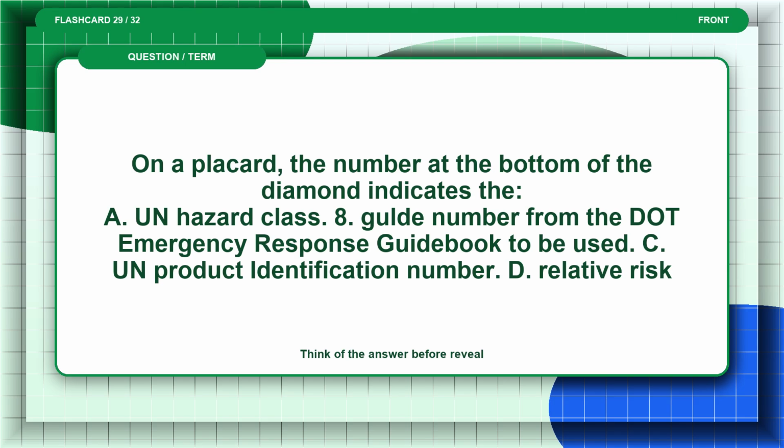Flashcard 29. On a placard, the number at the bottom of the diamond indicates the A. UN hazard class, B. Guide number from the DOT Emergency Response Guidebook to be used, C. UN product identification number, D. Relative risk. Think of the answer before the reveal.